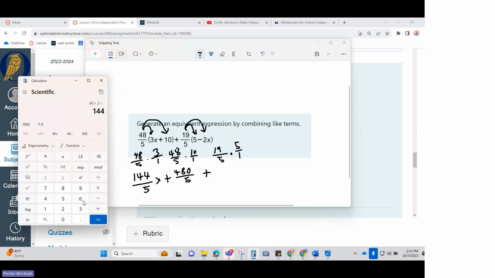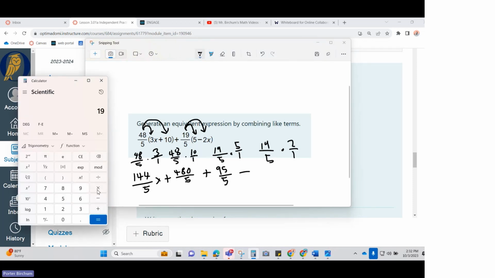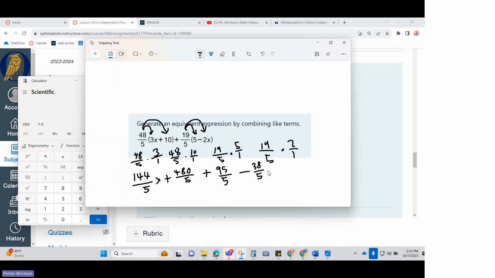which would be, let's whip out our calculator. What's 19 times 5? 95. So that'd be 95 fifths minus whatever 19 fifths times 2 is. Whip out our calculator. 19 times 2, 38. Minus 38 fifths of an x. Okay, so big numbers, but thank you, calculator, for helping us.